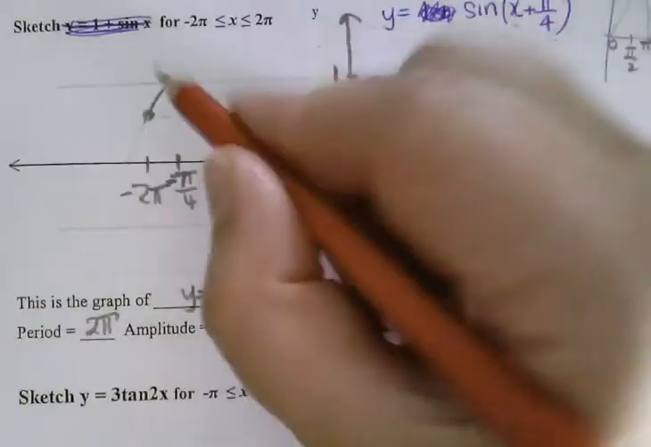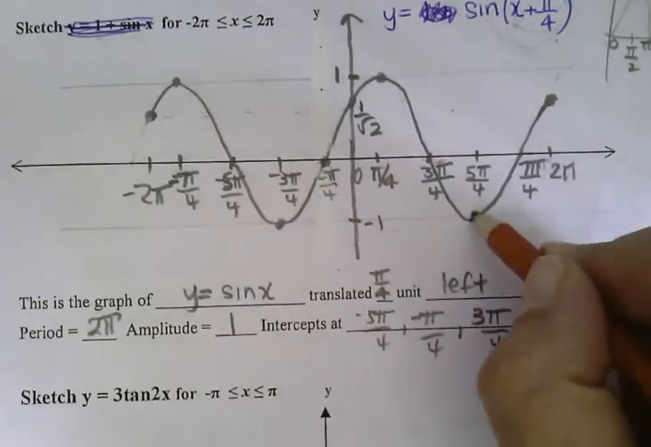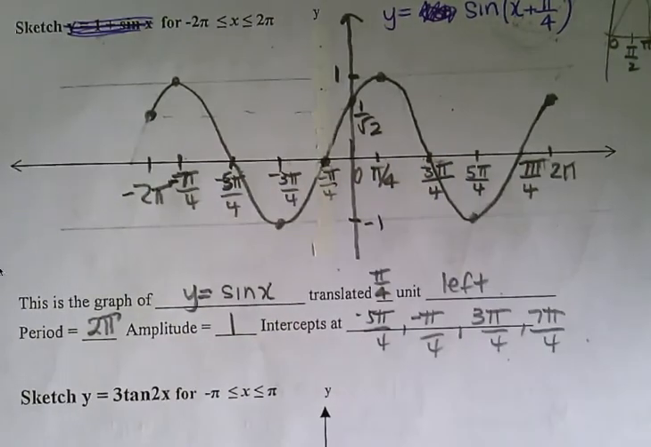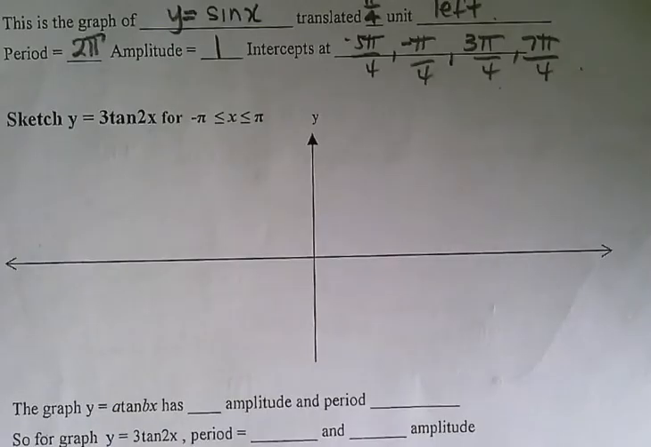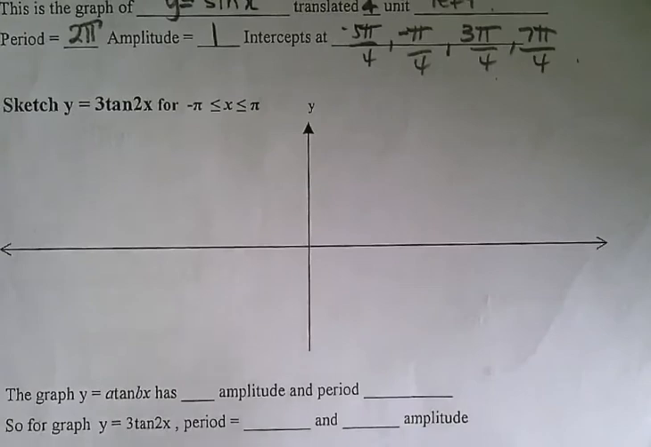We can also see where the turning points are, but I didn't ask you to do those. But you can see where they are as well. Last one we're going to look at here: y equals 3 tan 2x.